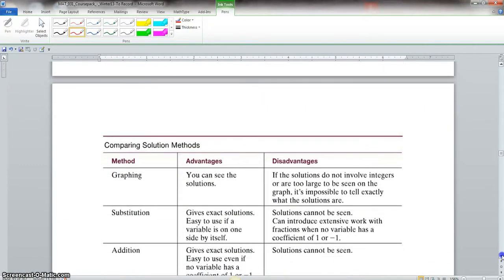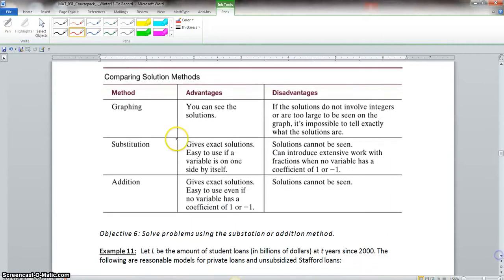It says here, comparing solution methods. Okay, we have different methods here we've used. We use graphing, that was from section 4.1, and then from sections 4.2 and 4.3, we use substitution and addition. Now we're going to look at the advantages and disadvantages.